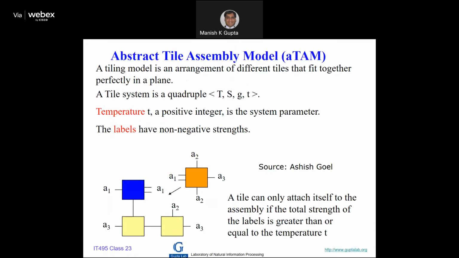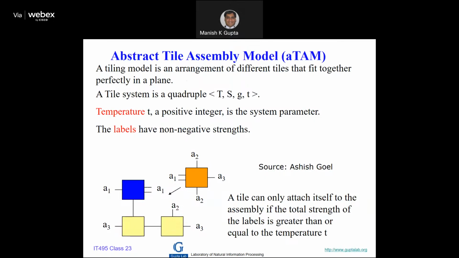For example, if you look at this system here, this is a seed. There is a blue tile and a yellow tile, and these are connected. Here A3 is strength 1, A1 is strength 1, and this is strength 2. This is 1 and this is 1. The strength of the tile is given to us.